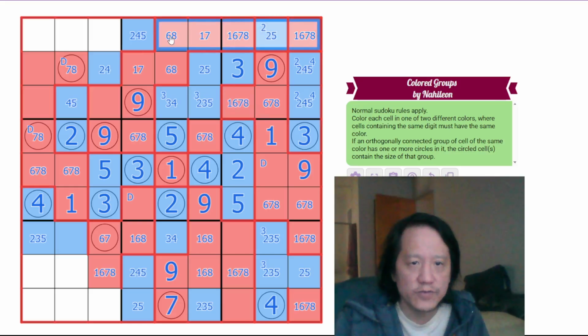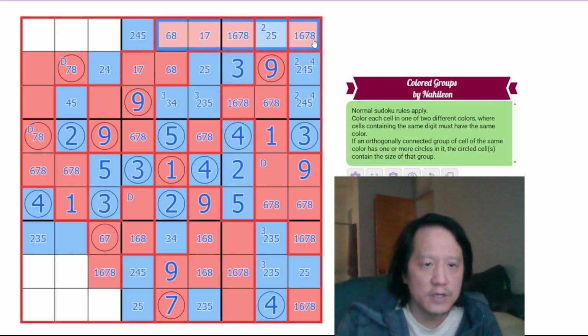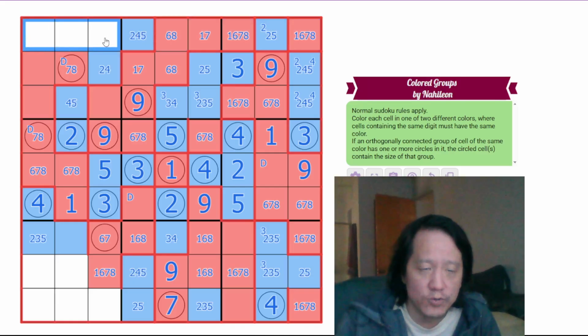We have a 1, 6, 7, 8 quadruplet in row 1, which eliminates 1, 6, 7, 8 in the rest of the row. Therefore, the last red in row 1 is a 9. And it must be one of these 2 cells because it cannot be that cell because of a 9 in the column. So the 9 has to be one of these. Therefore, this is 8. So all the D's are 8.